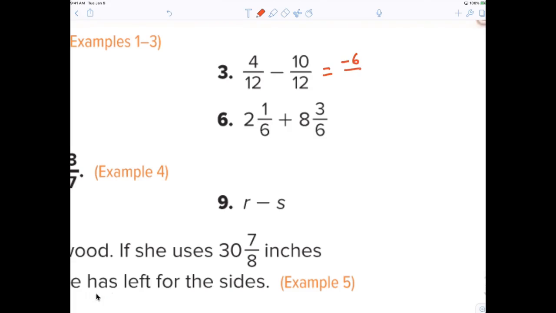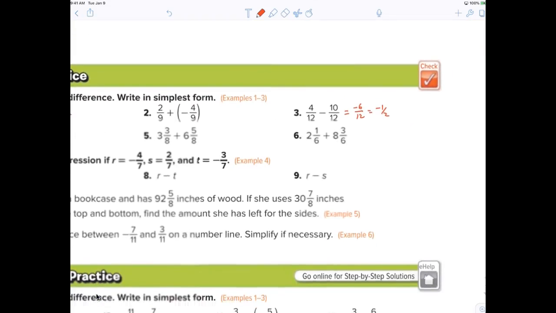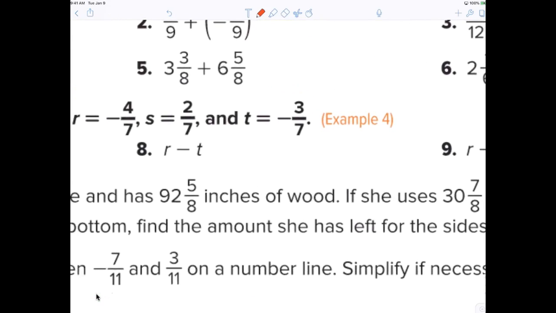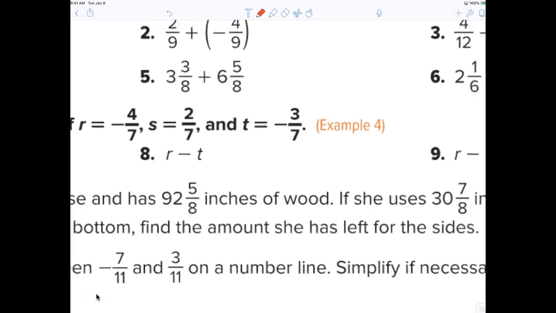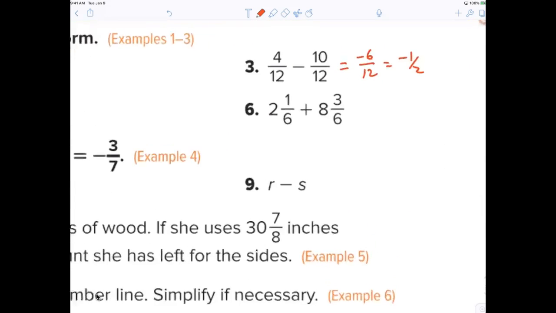Negative 6 over 12, which again reduces to what? Negative 1 over 2. Yes, sir. Negative 1 over 2. All right, I'm happy. Don't worry, like I said. All right, number 5. How did you get negative 6? What's 4 minus 10?